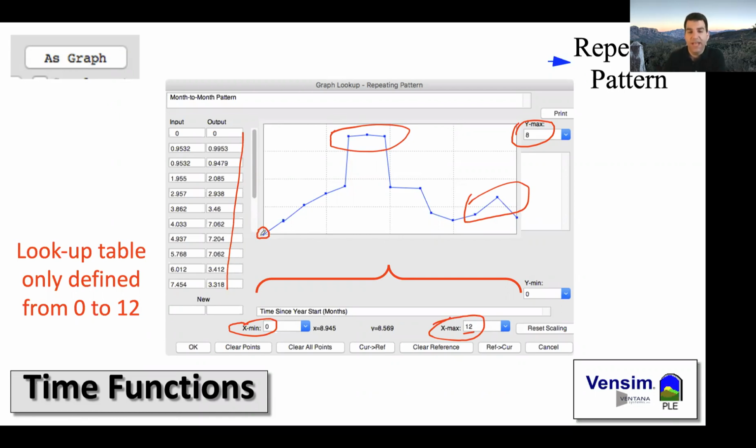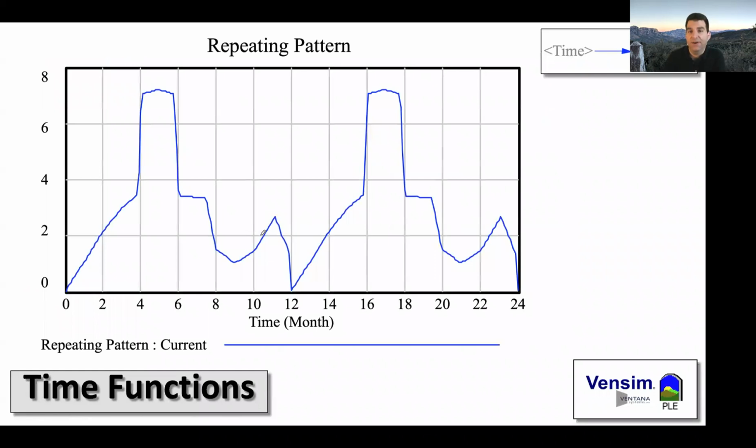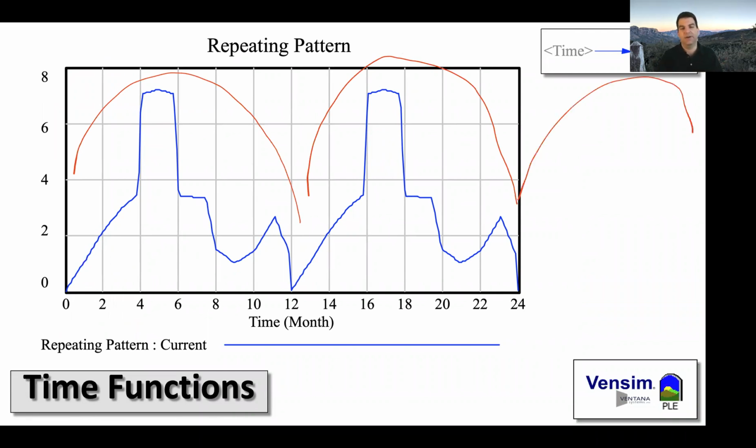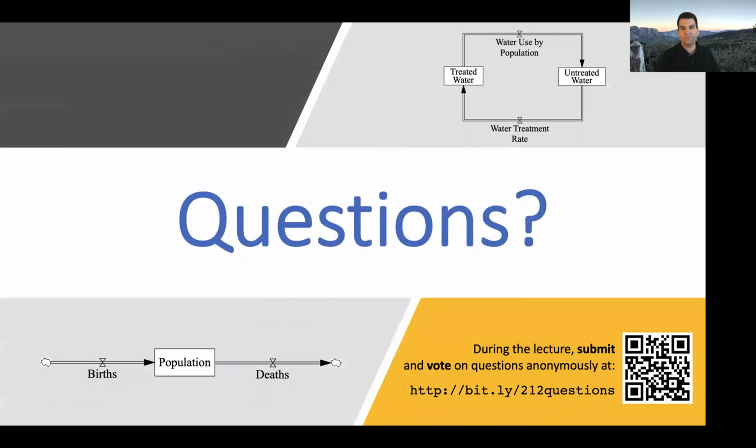So if I do all of that, I put that together, and if I simulate and just plot my repeating pattern, then I get that same thing I drew in my lookup table here. And then I get it repeating again because my time extends past a single year. And so if I did a third year, I would get the same pattern again, and so on and so forth. And that's how I create cycles in Vensim. All right, so are there questions about that? That's the last topic that I'm covering here today.